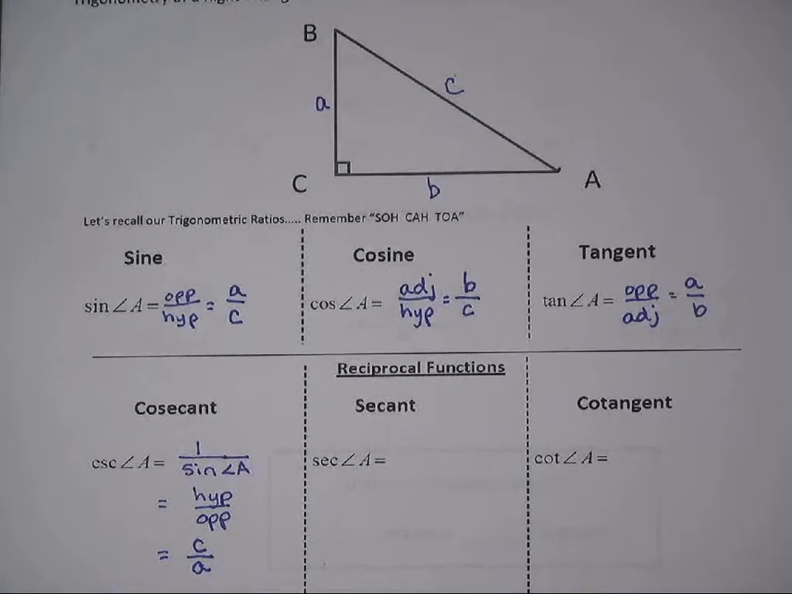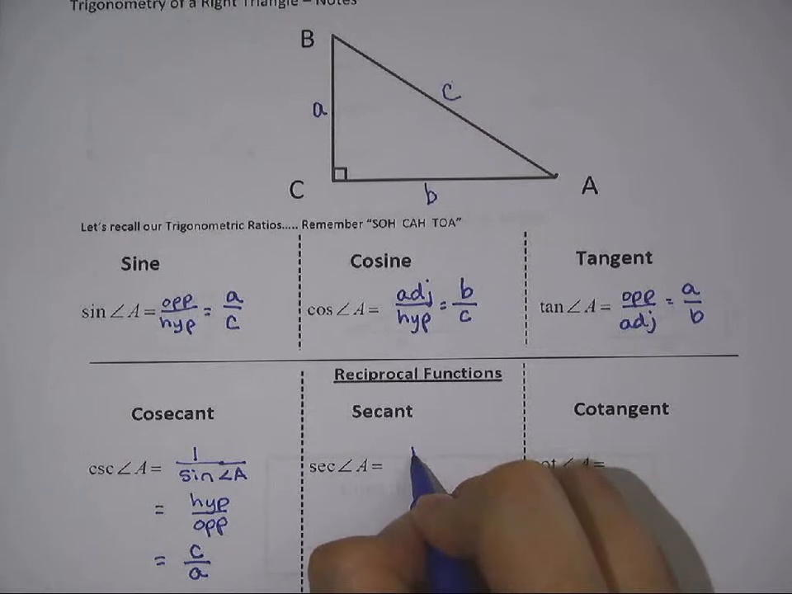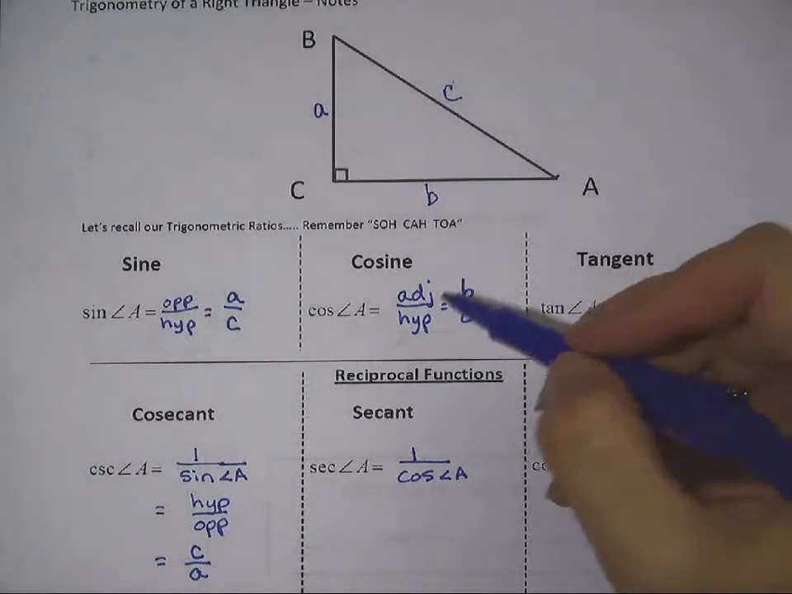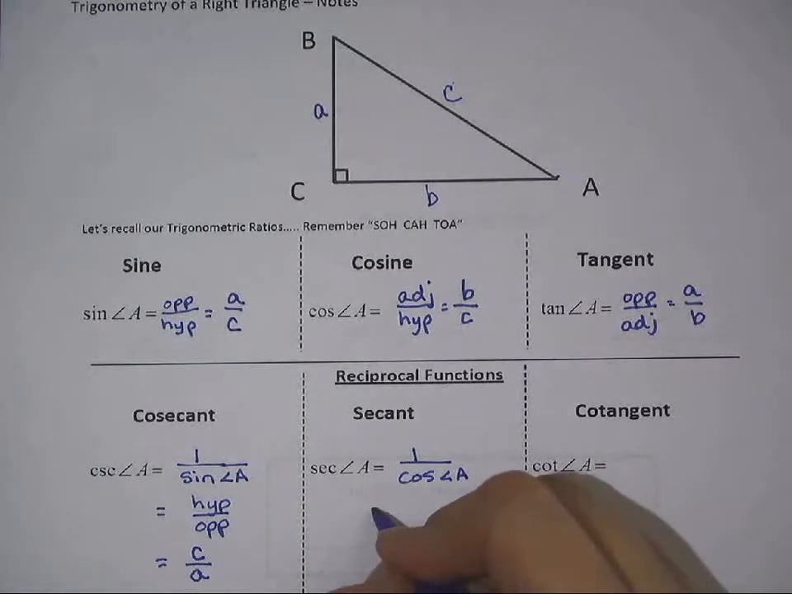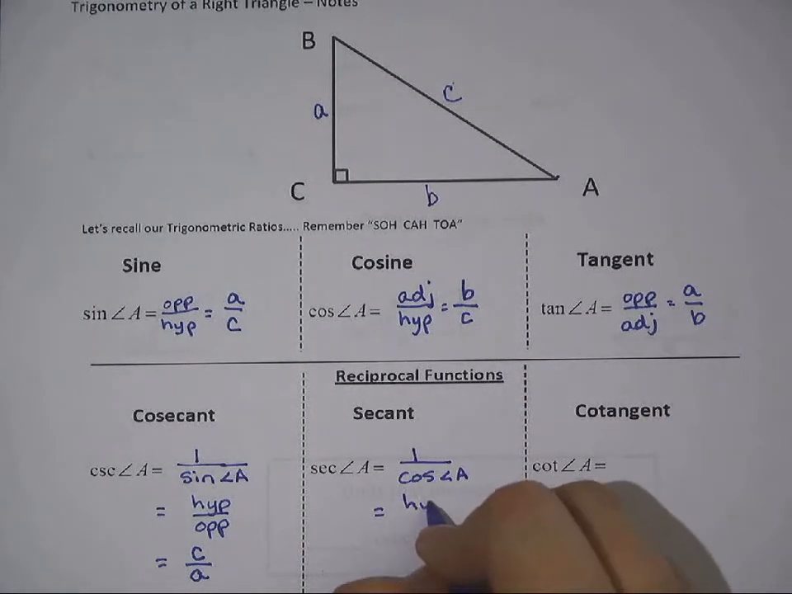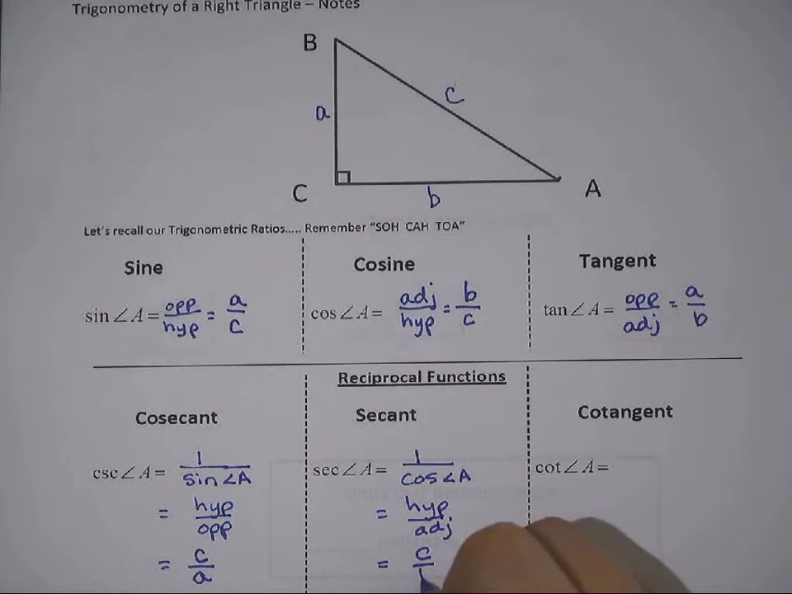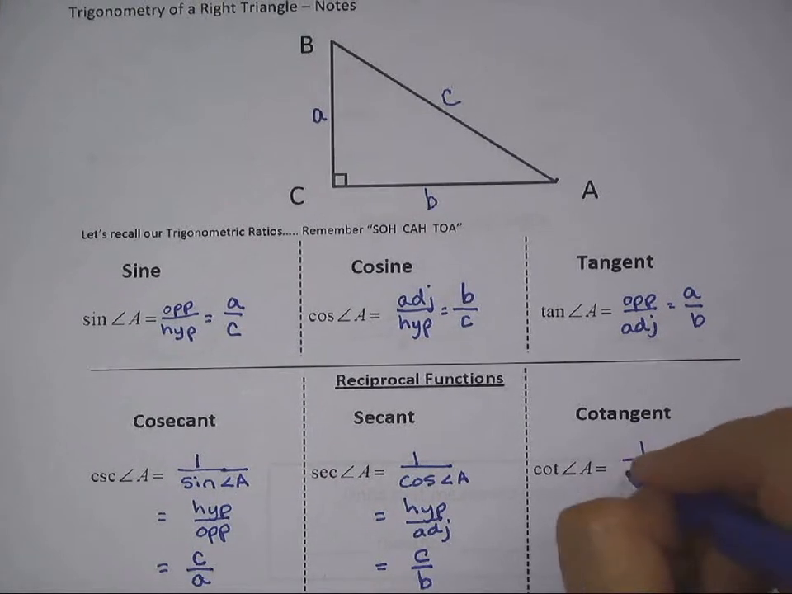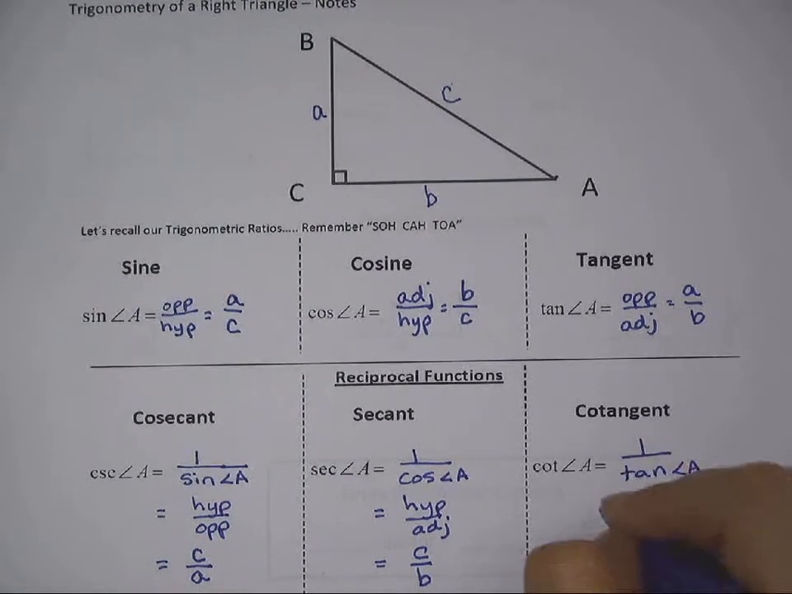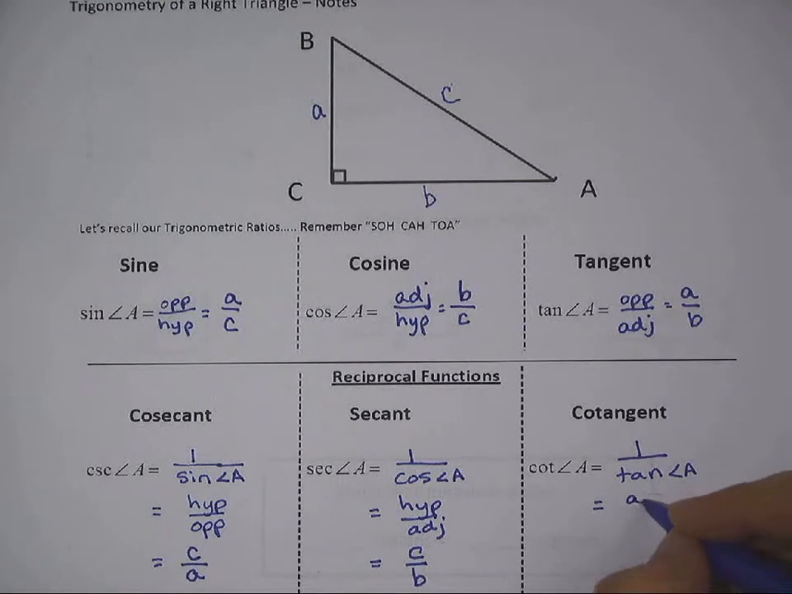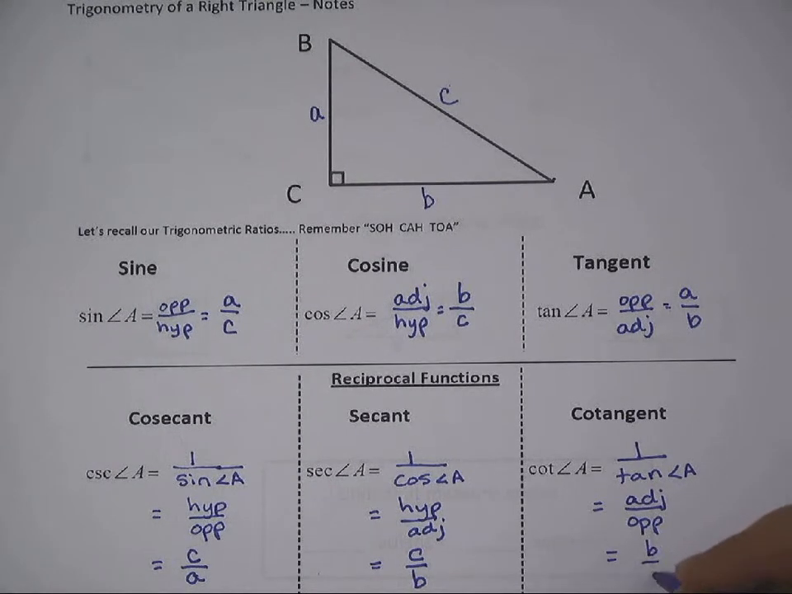These other ones work the same way. Secant is the reciprocal of cosine, and cosine was adjacent over hypotenuse. So the reciprocal of that is hypotenuse over adjacent. And so that's C over B. And lastly, cotangent is the reciprocal of tangent. And tangent was opposite over adjacent, so the reciprocal is adjacent over opposite, which is B over A.